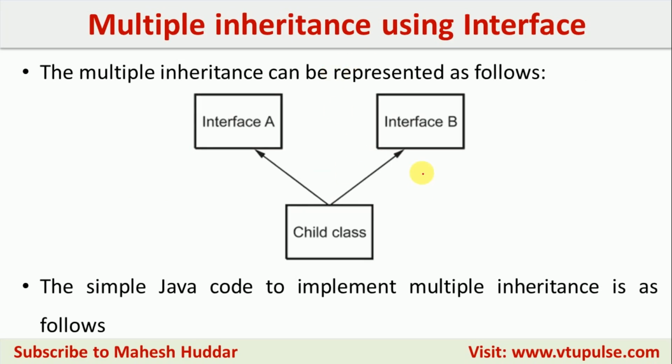In this diagram you can notice the child class, or the subclass, is implementing the interfaces A and B. The meaning is interfaces A and B are the parents of this particular child class in this case. So with this we will be able to achieve something called multiple inheritance. I hope the concept is clear.